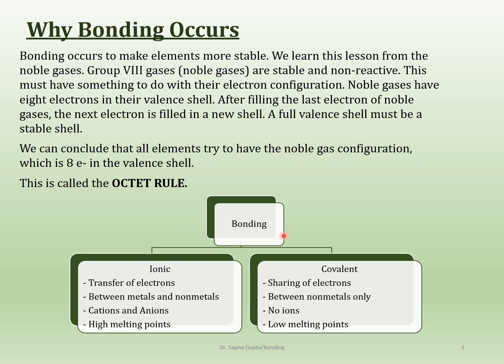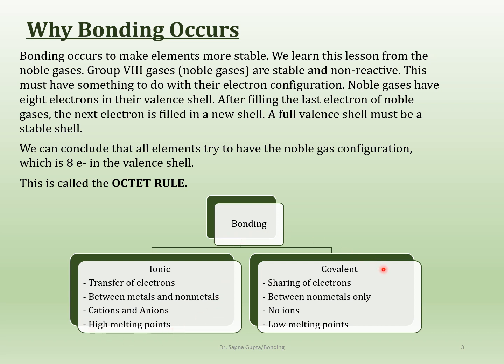So let me review bonding for you. We've done this a long time ago. There are two kinds of bonding, ionic and covalent. Ionic bonding is from transfer of electrons. Ionic bonding is between metals and non-metals. We have cations and anions in ionic bonding. Ionic meaning ions, right? So you have ions in there. And generally these compounds have high melting points.